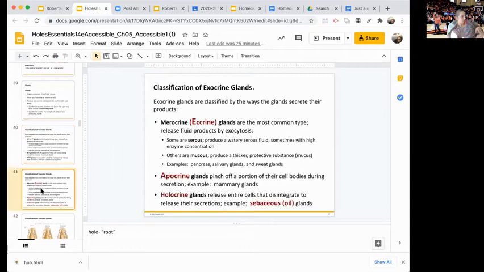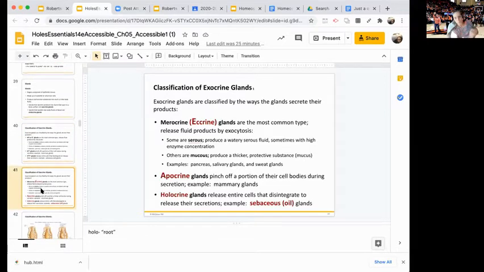So I'm just going to talk briefly. If you don't have notes on this yet, make sure that you add them. One of the things I have students do is circle that E on eccrine, or you can memorize merocrine. I just think eccrine's easier to remember because the E means everywhere. So these are the ones that we normally think of as our sweat glands because they're producing the watery fluid and they're everywhere on our body.